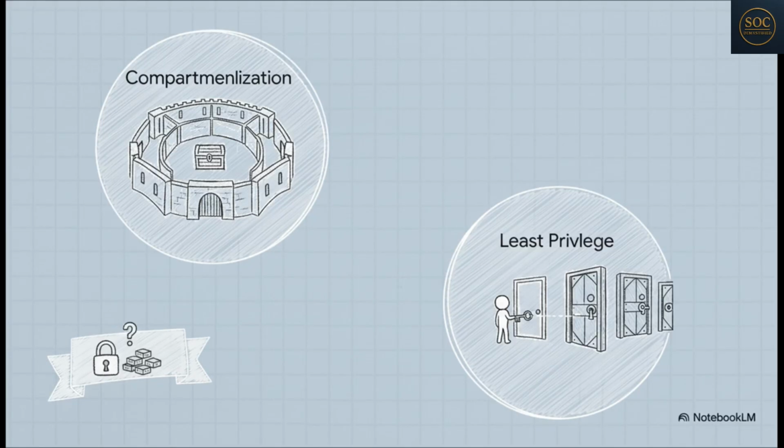It all starts way back in the design phase. Software architects should build digital walls. It's called compartmentalization, so that sensitive data is locked away and can't just leak out. They also need to follow the principle of least privilege. It sounds fancy, but it just means a piece of code should only have access to the absolute bare minimum information it needs to do its job, nothing more.